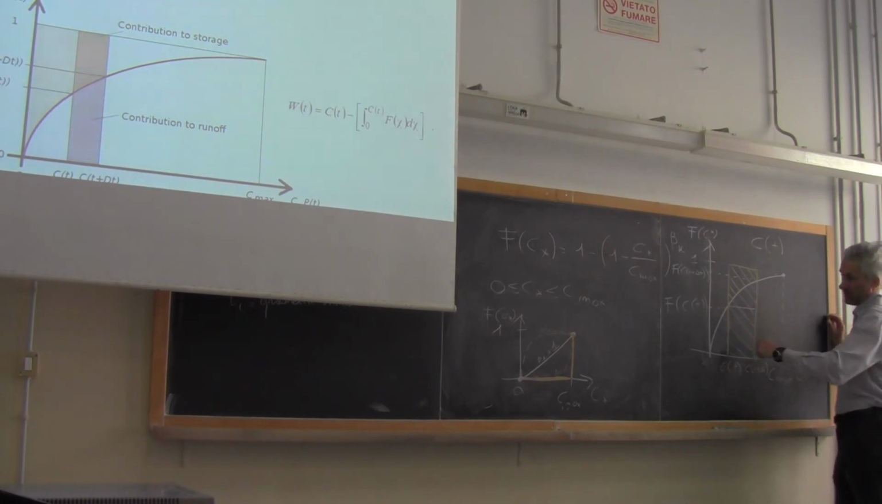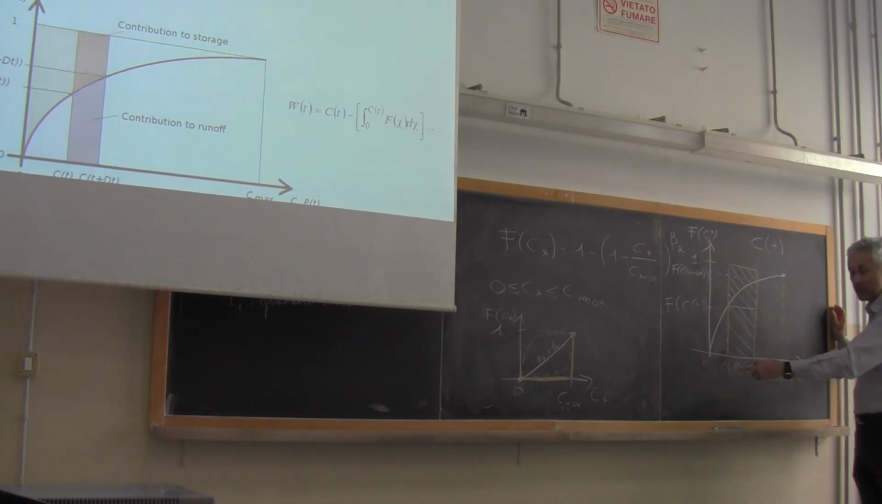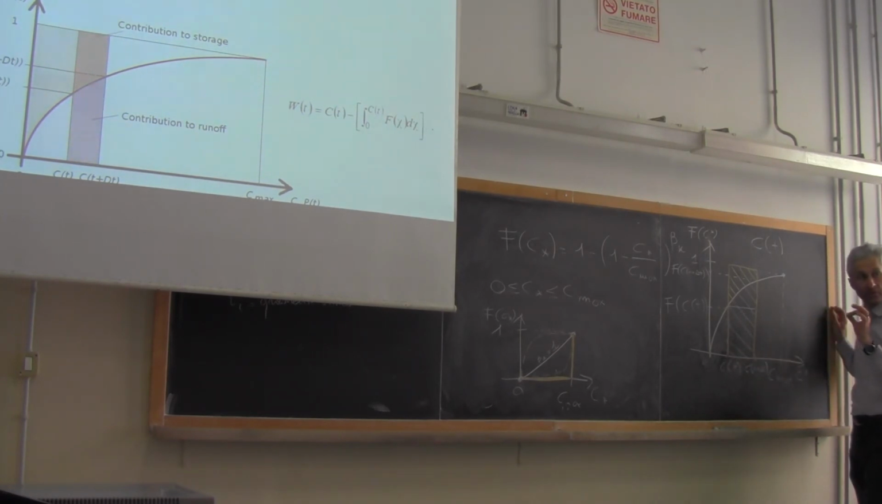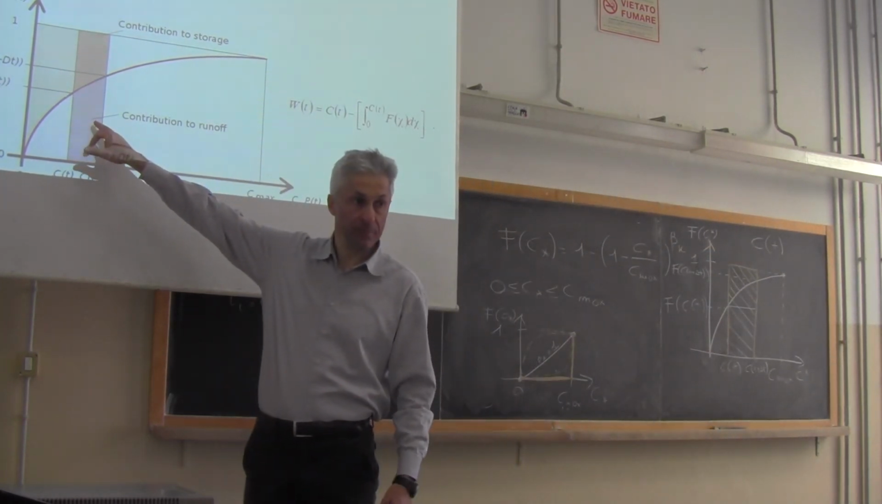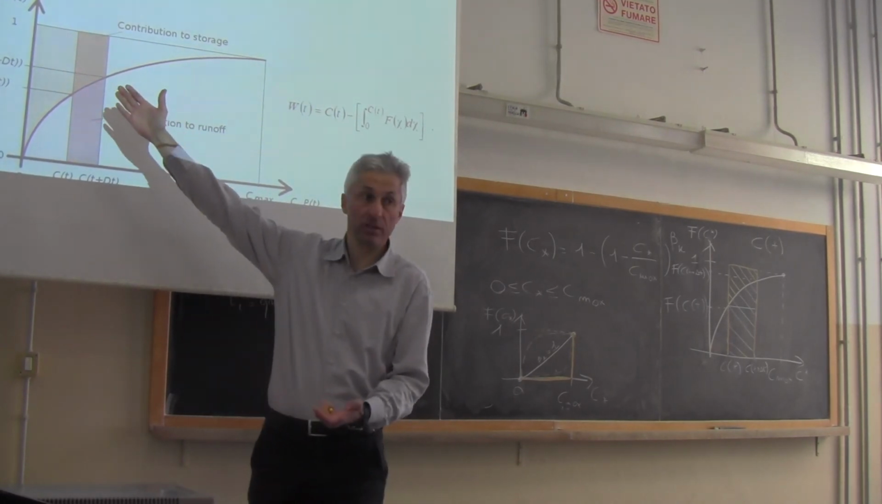So what is this product? It's rainfall times the part of the catchment that is saturated. Because your function F gives you the part of the catchment that has a storage lower than Ct. So this is rainfall times the part of the catchment that is saturated. This is surface runoff. It's rainfall over the saturated catchment. You see what's written here, contribution to runoff. What's above is the complement to 1, which is contribution to storage.